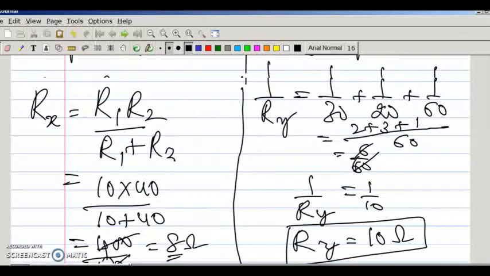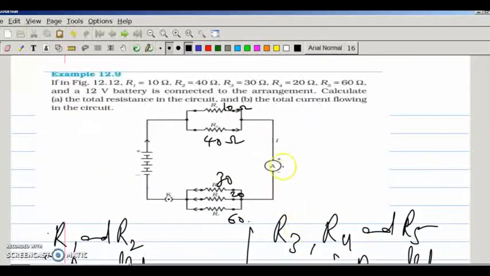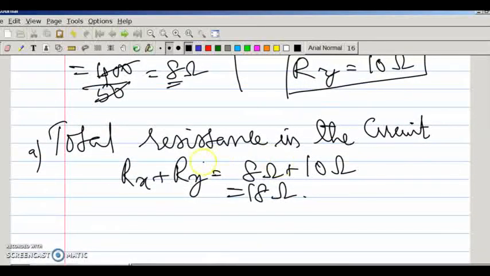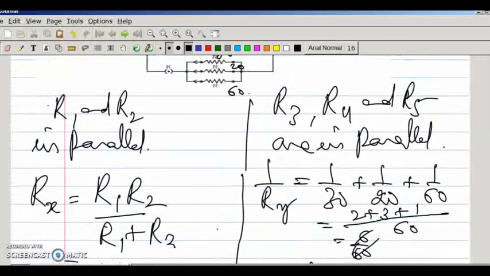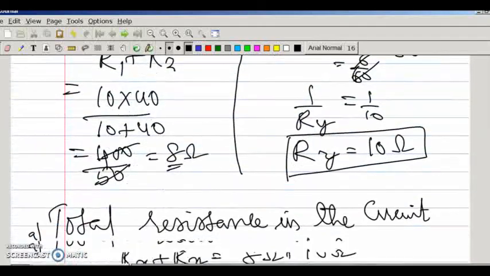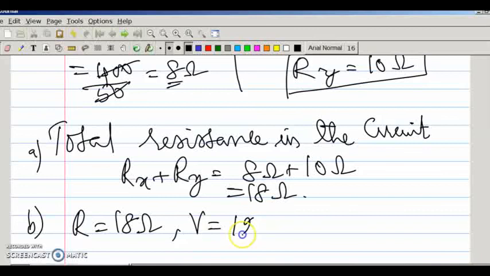What should we do? We need the total current in the circuit. So we know R equal to 18 ohm. That is the total resistance. And V is equal to 12 volts.